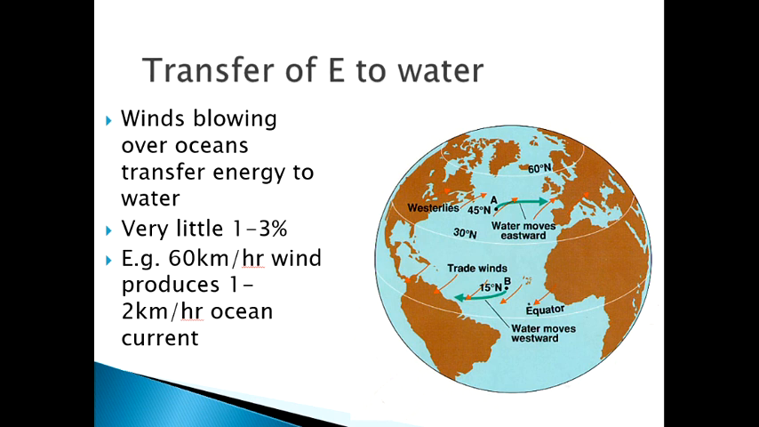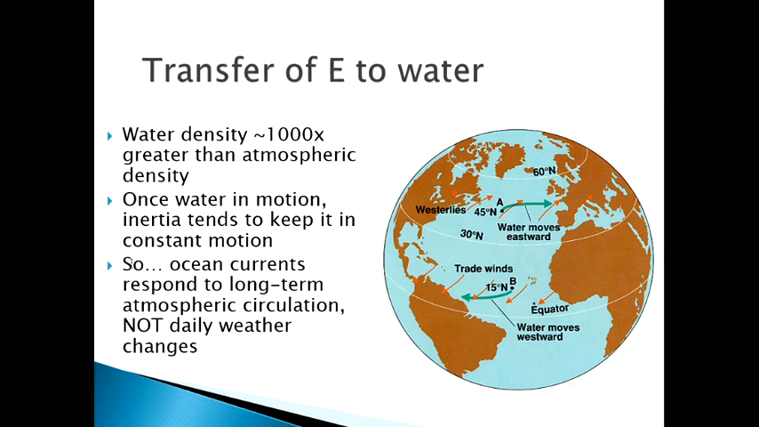If you look on the diagram, the red lines are denoting the predominant wind directions. And so in the northern hemisphere, we have the westerlies, and then in the southern hemisphere, we have the trade winds. And the red lines of wind produce the large green lines of water motion. The density of water is much, much higher than the density of the atmosphere, over 1,000 times. And so it's a little bit different.